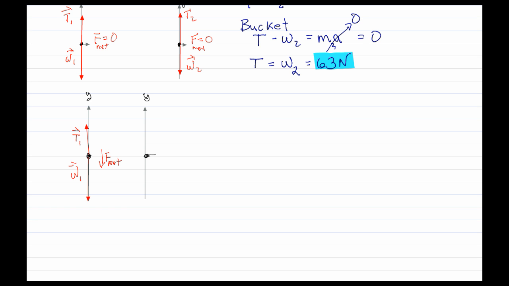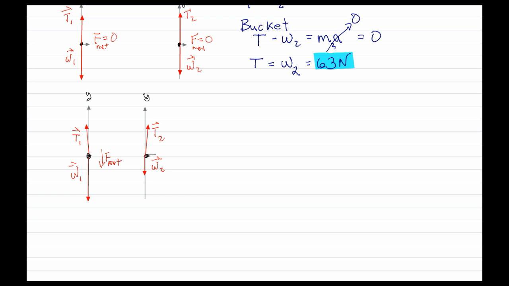Alright, what about bucket number 2? Again, we have tension upwards and we have weight which is downwards, but in this case the weight is smaller in magnitude than the tension. Alright, so there's our free body diagrams.